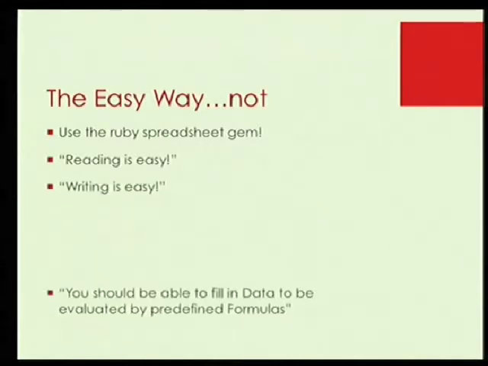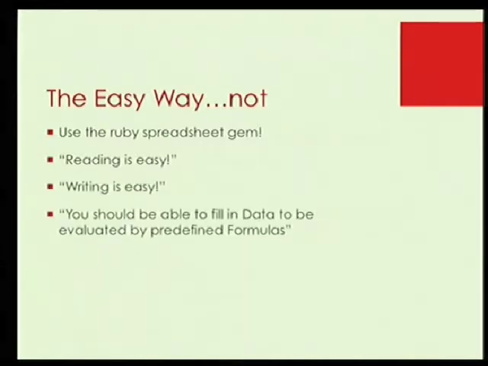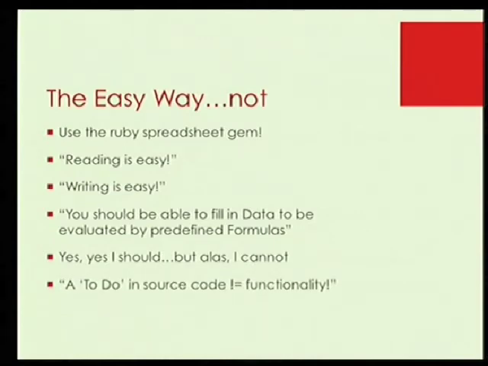So I decided to go the easy way, which anybody who does Rails development thinks this is kind of a special need. There's got to be a gem for this. Hey, use the Ruby spreadsheet gem. And straight from their website, reading is easy, writing is easy. You should be able to fill in data to be evaluated by predefined formulas. Yes, yes I should, but alas, I cannot. So my quote from my experience with that gem was, a to-do in your source code does not equal functionality. And therefore, there should not be a bullet on your website saying you can do this, when clearly in the code it says, someday we'll implement this in Rev 94 or whatever. And that was a bit frustrating.